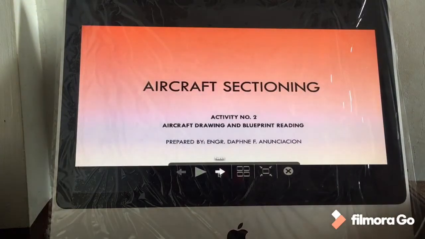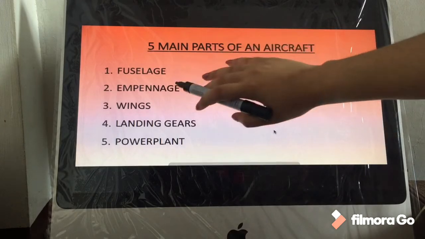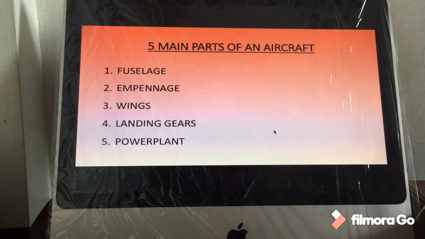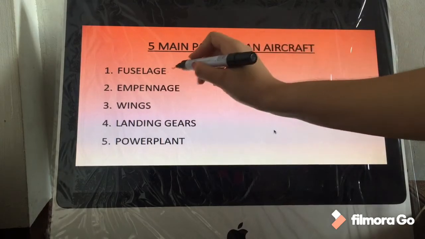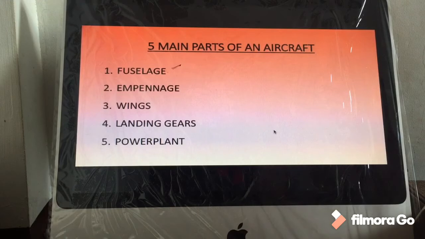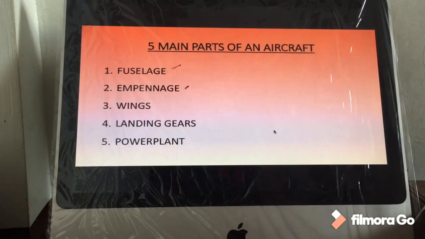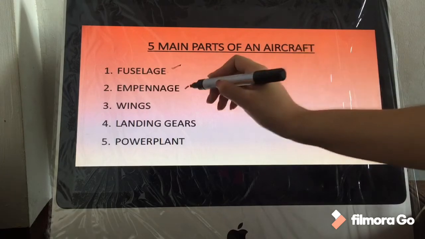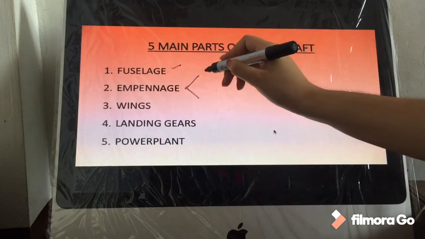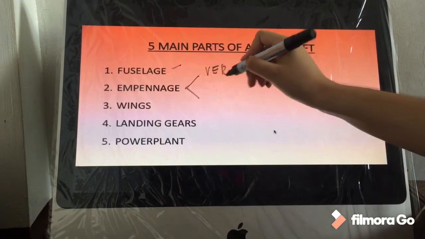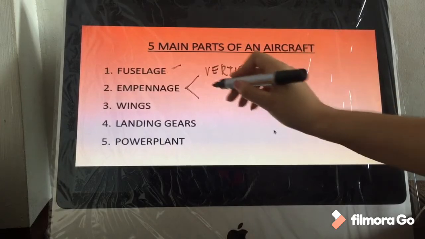So, the 5 main parts of an aircraft, of course, fuselage, empennage, wings, landing gears, and the power plant. The fuselage is the body of the aircraft, so it contains the cockpit and the cabin. The empennage is the tail plane, so yun yung buntot. So it composes of 2 other parts, which is the vertical stabilizer and the horizontal stabilizers.